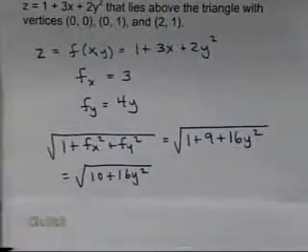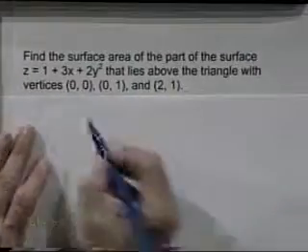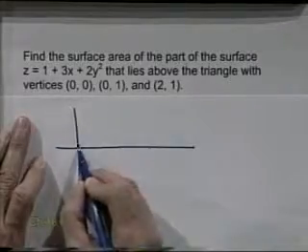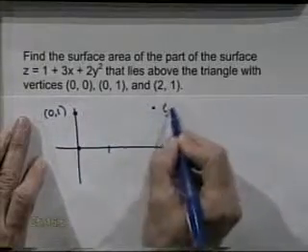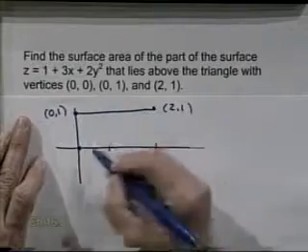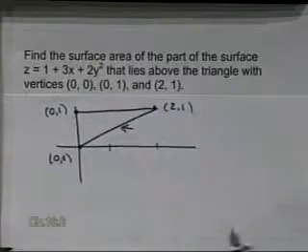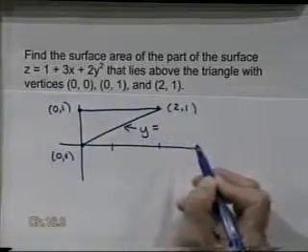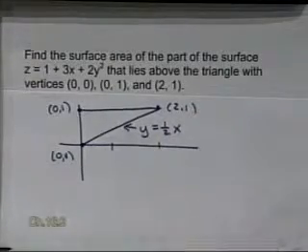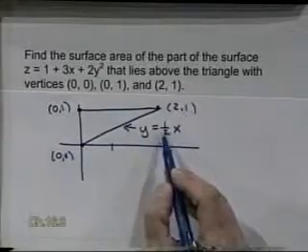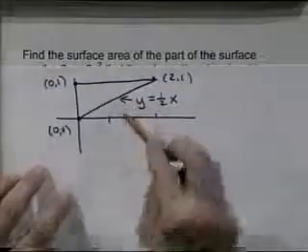Now our region has vertices (0,0), (0,1), and (2,1). So my vertices, I'm just going to draw them right here: (0,0), (0,1), and (2,1). What's the equation of that line right there? Y equals 2x? Check. If you multiply x by 2, you get 4. It's a half x. Right? Y equals a half x, because if you take 2, multiply it by a half, you get your y. Okay. And the region I want to integrate over is this part.